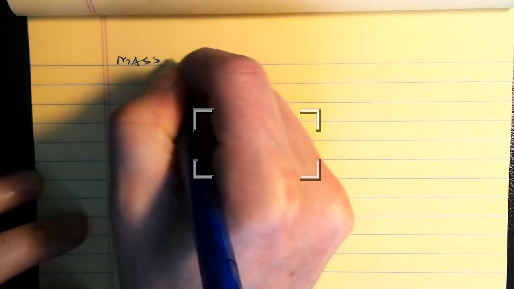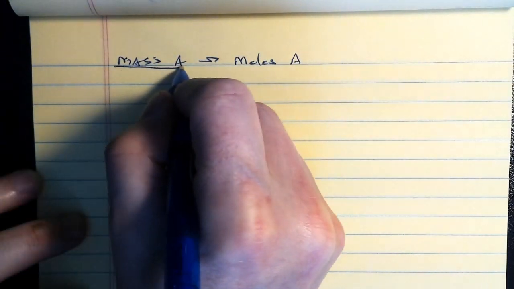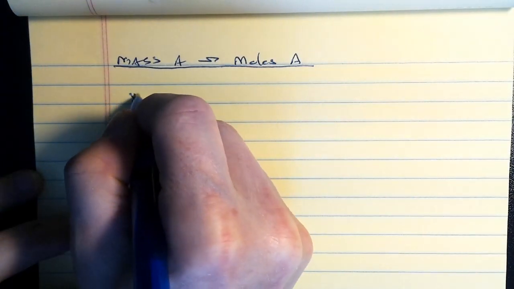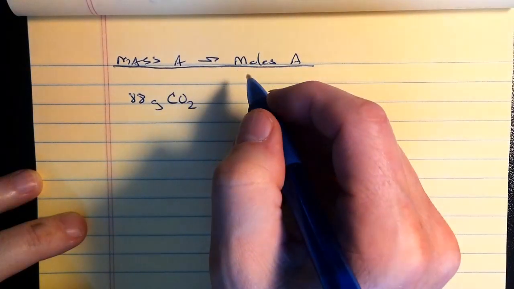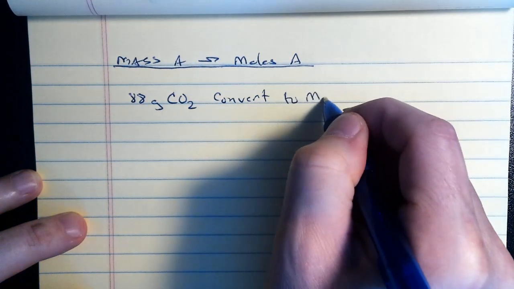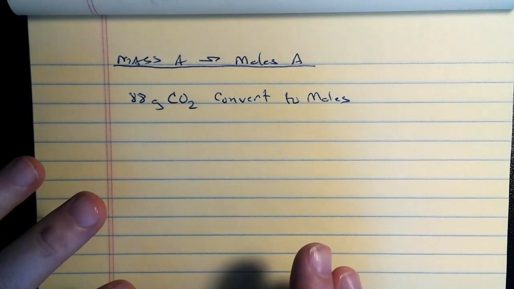Let me bring this back down here, a mass A to moles A problem. And let's say we have 88 grams of CO2, and we want to convert to moles. It'll be put to you in a question form, but I like to put it straight as it is.